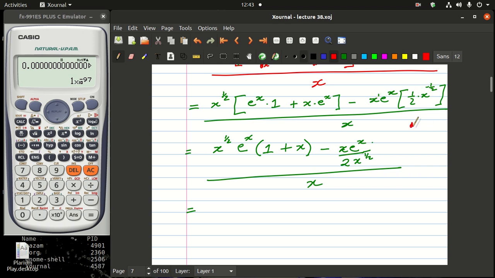So whenever I have a to the power n times a to the power m, this is the same as a to the power n plus m. So multiplying powers of the same base, you just add exponents.